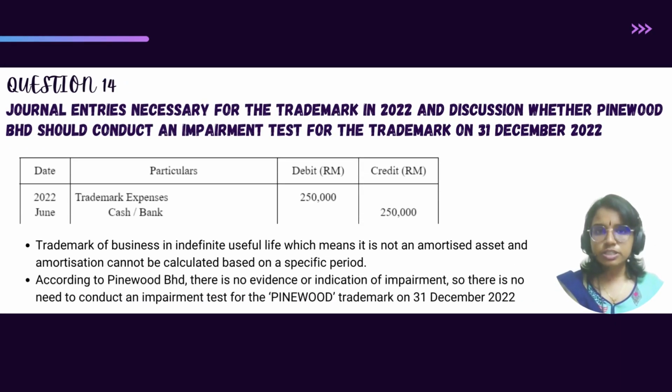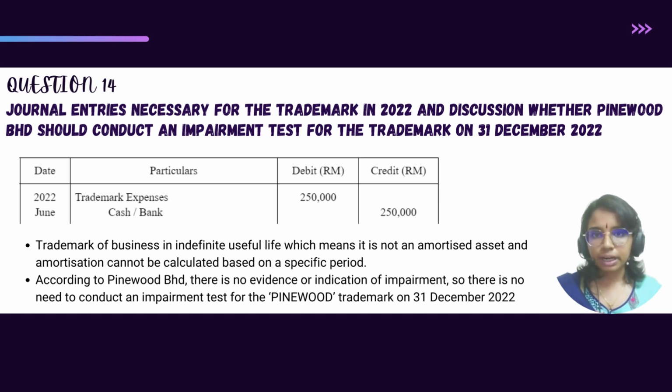So the next question is to prepare the journal entries necessary for the trademark in 2022 and discuss whether Pinewood should conduct an impairment test for the trademark on 31st December 2022. For the journal, debit will be trademark expenses and credit will be cash or bank, 250,000 ringgit, on June 2022. According to the information, amortization cannot be calculated based on a specific period because the trademark has an indefinite useful life and will be renewed every 10 years.